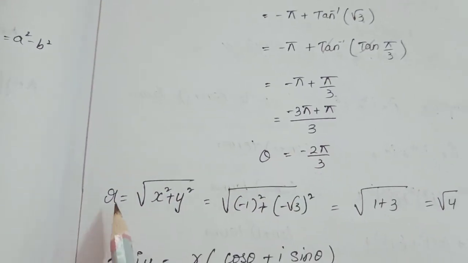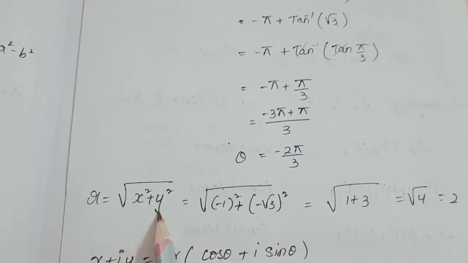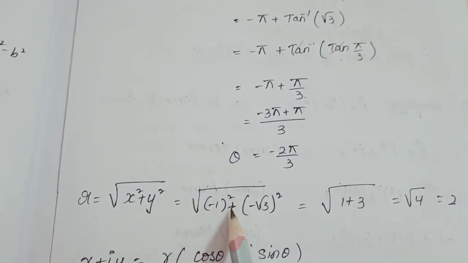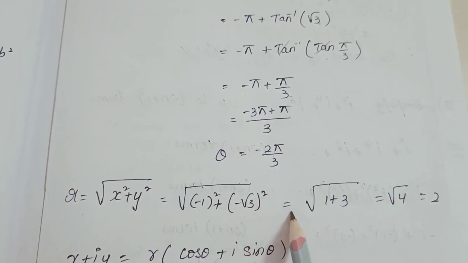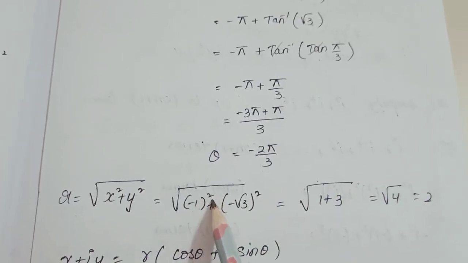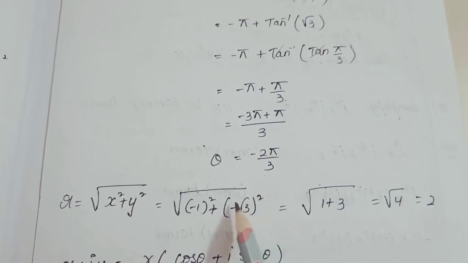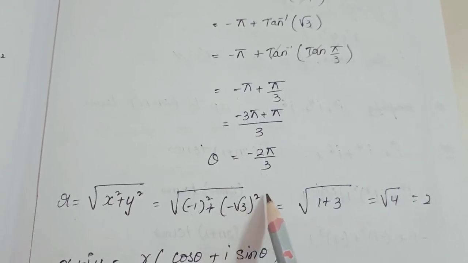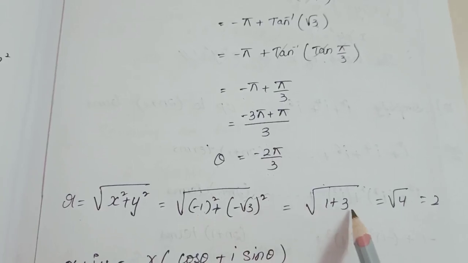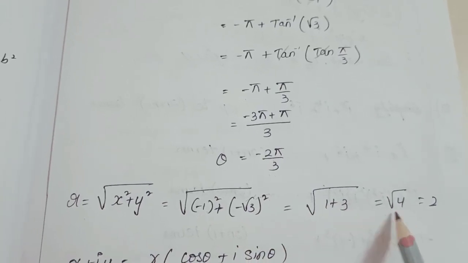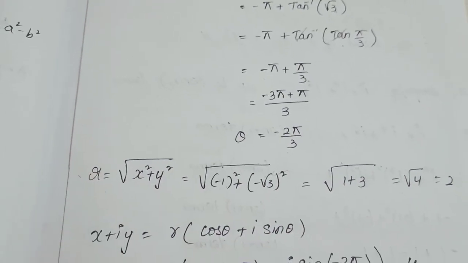Now we want r. r is equal to under root x square plus y square, which is under root minus 1 whole square plus minus root 3 whole square. Minus 1 square is 1, plus root 3 square, the minus becomes plus and the square and root get cancelled, so you get 3. 1 plus 3 is 4, root 4 is 2. So our r value is 2.